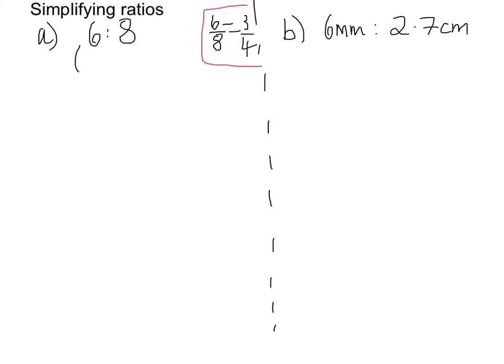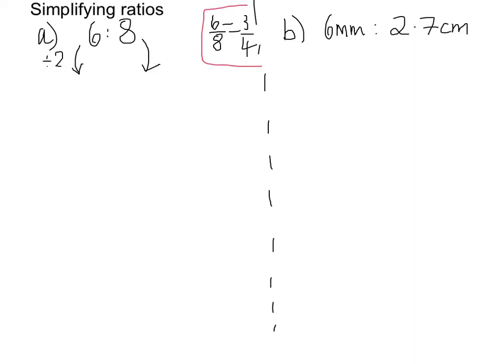So we want to find a number that goes into 6 and 8. That number is 2. You ideally want to try and find the biggest number, but you can always do it in more than one step if you need to, just like with fractions. So if you can't find the biggest number, just think of any number that goes into 6 and 8.